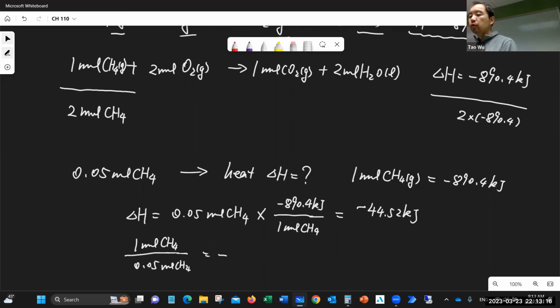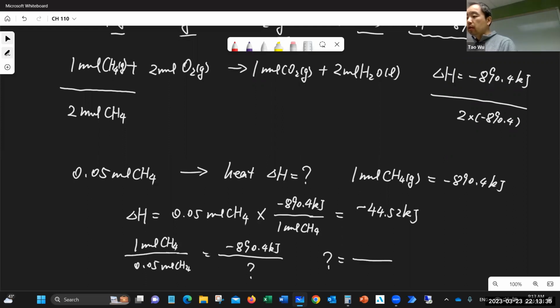That should be equal to 1 mole, then you have negative 890.4 kilojoule, and then you're looking for this. You still can solve the problem. Do you know how to solve this? Just go cross, right? You go cross.